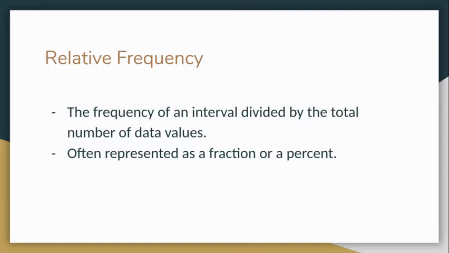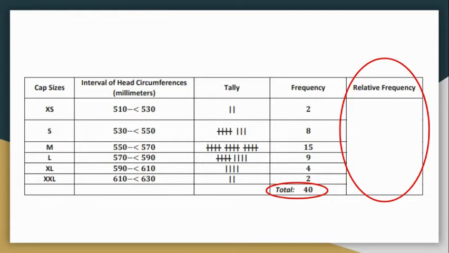Let's revisit our table and update it to include relative frequency. Add a new column to the right of your frequency table. Title this column Relative Frequency. Because relative frequency compares the number of data values in an interval to the total number of data values, we should also record the total number of students on the team. In this example, there were 40 students.